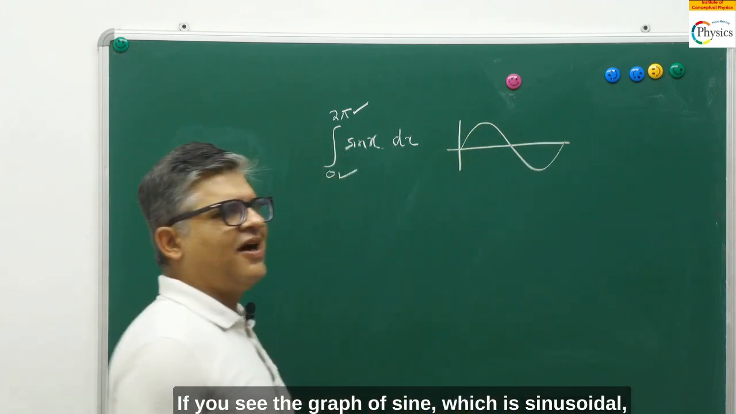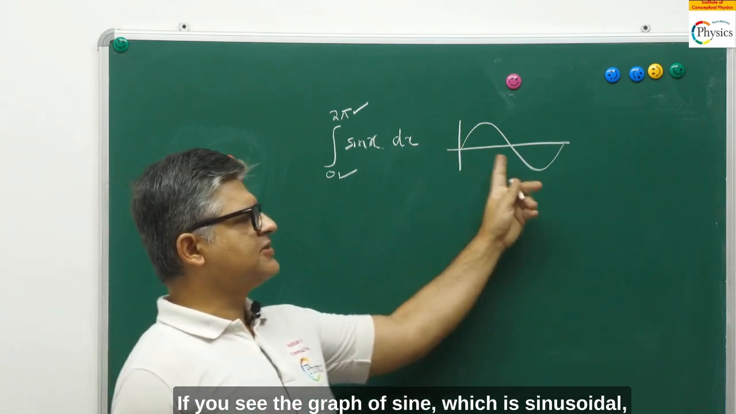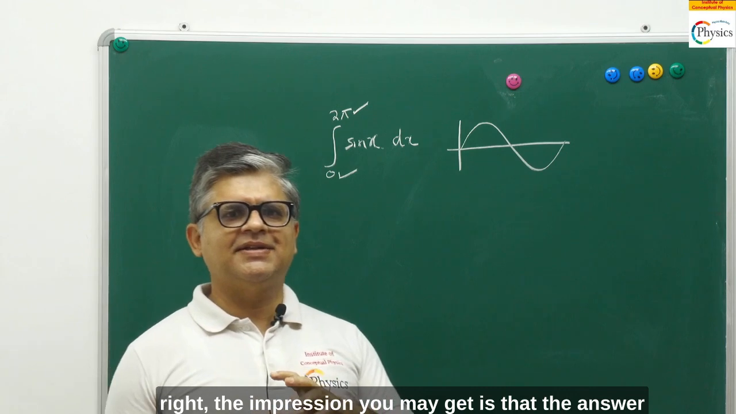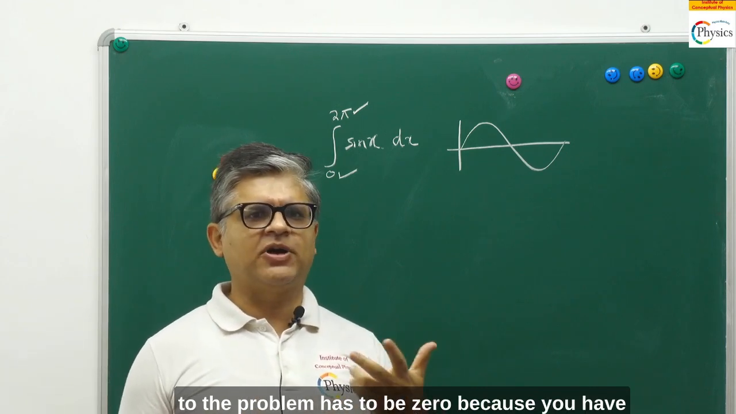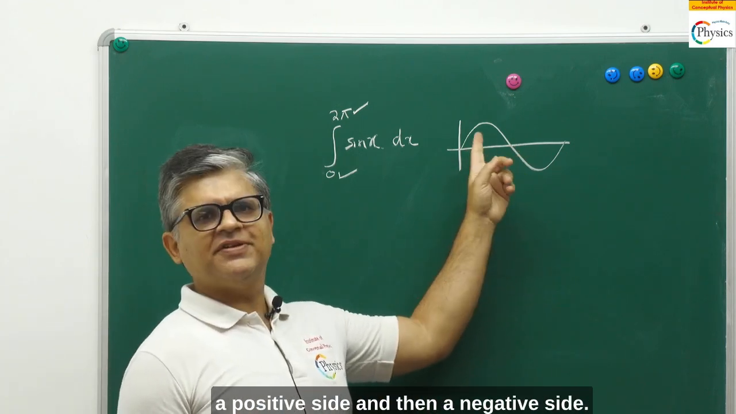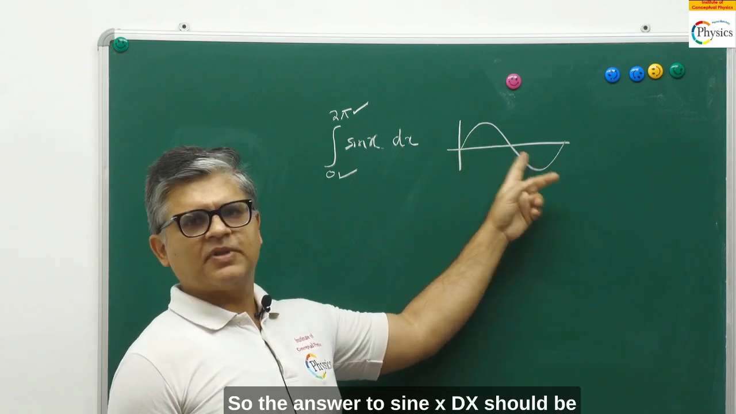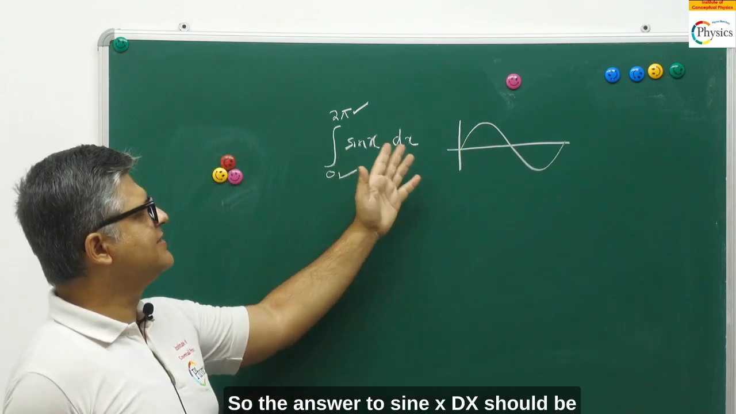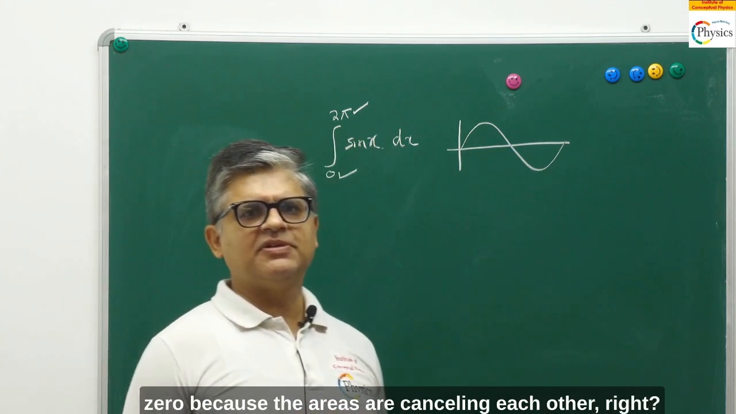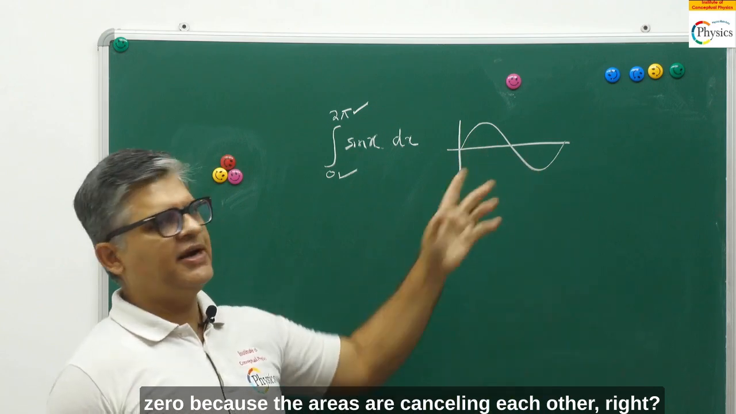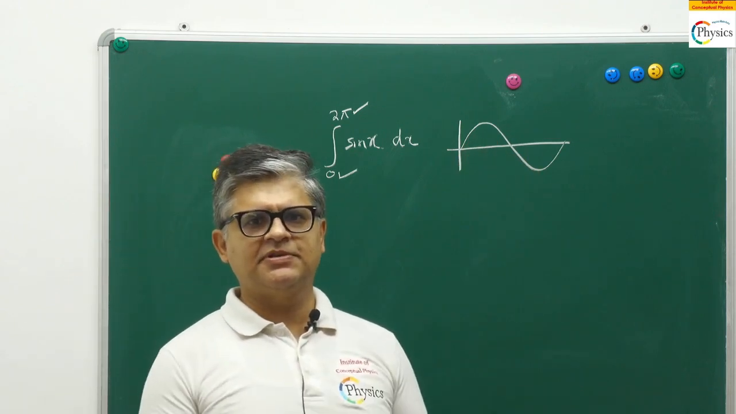If you see the graph of sine, which is sinusoidal, the impression you may get is that the answer to the problem has to be 0, because you have a positive side and then a negative side. So the answer to sin x dx should be 0 because the areas are canceling each other, right? But let's see what exactly happens.